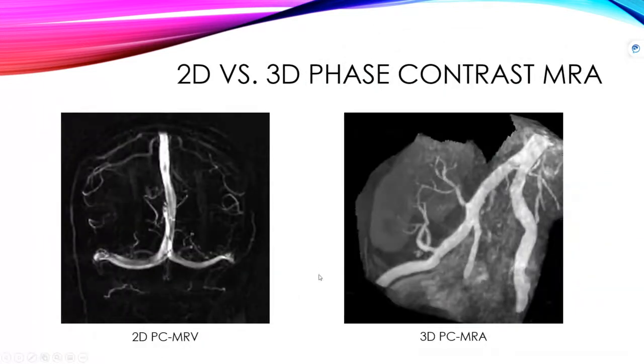Okay, so here are some images, 2D versus 3D. Notice that we're looking at the venous structure on 2D, and we're looking at the arterial structures on 3D, or rather the blood, not the structures, because this is bright blood imaging. So 2D phase contrast MRV, look how beautiful it is. And then 3D phase contrast MRA, and this is the kidneys right here.